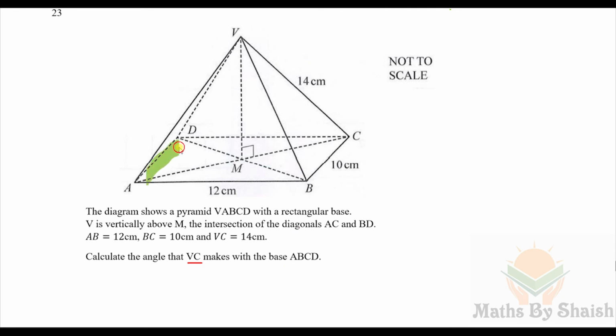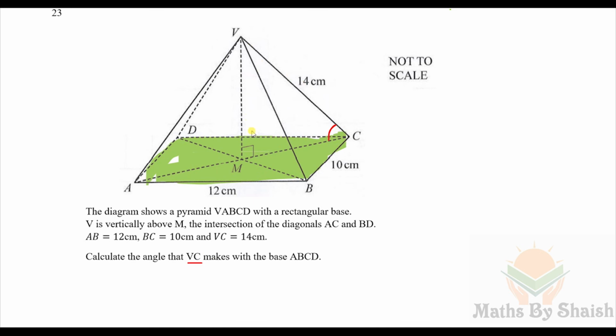This is the base. Now the angle means this angle. This is the angle which VC makes with the base. Now, first of all, we'll find this length, because one length is given and this is a rectangle.